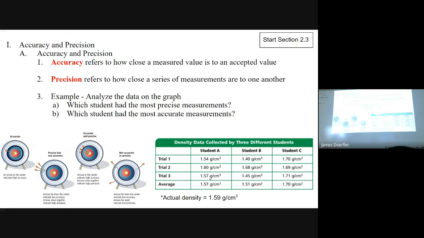Okay. Now, who is the most accurate? You say A. Why do you say A? Because the average is closest to the actual density. There you go. The average down here is closest to the actual density of 1.59. Okay, its average for student A was 1.57. So you got two separate students who had a differing measure of precision and accuracy. So they are not one and the same.